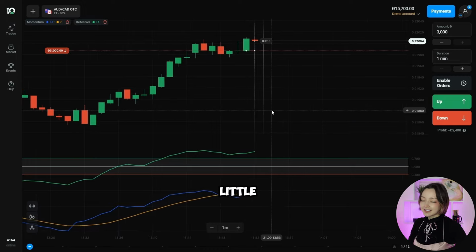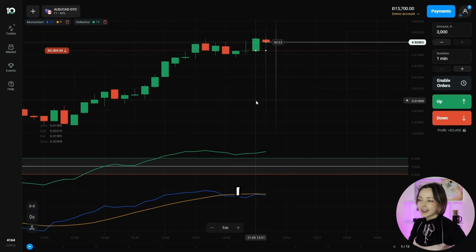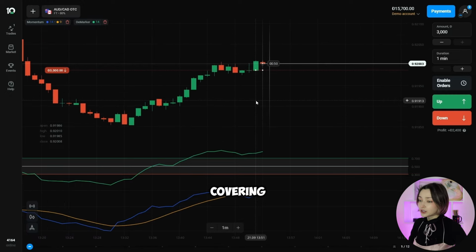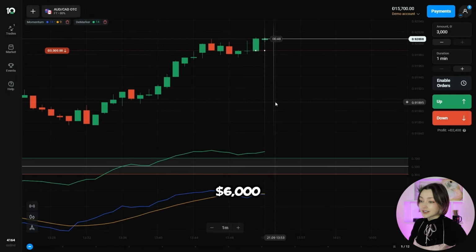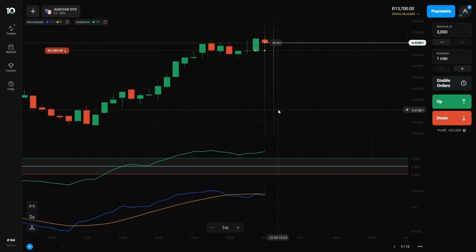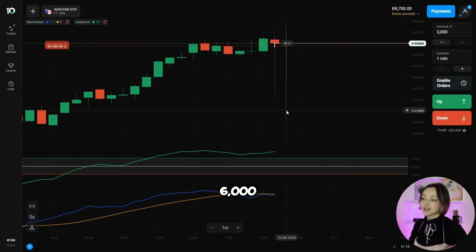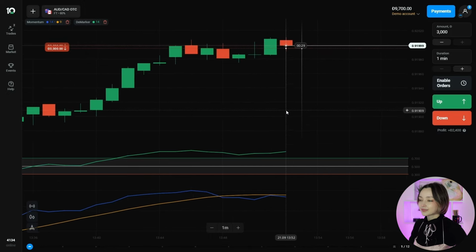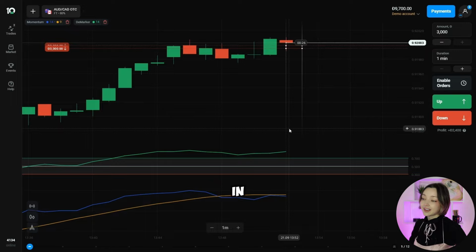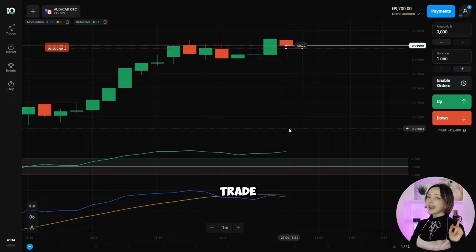There is still a little time left before the trade closes. I think it might fail, so I'm opening a covering trade with $6,000. So the trade is closed. And I opened the $6,000 trade. In case this trade closes in a profit, I'm gonna offset the losses from the last trade and make a little extra net profit on top of that.